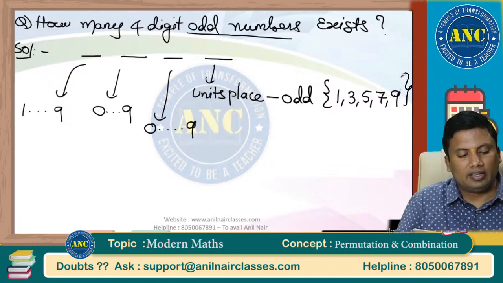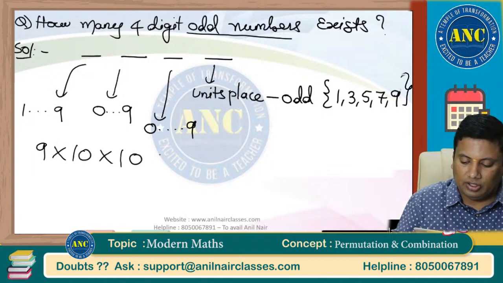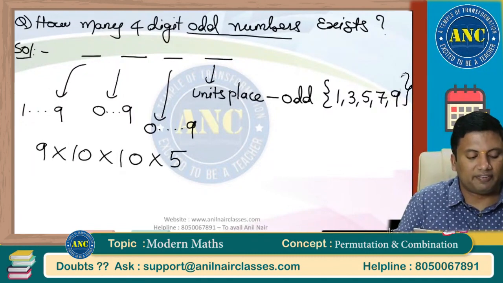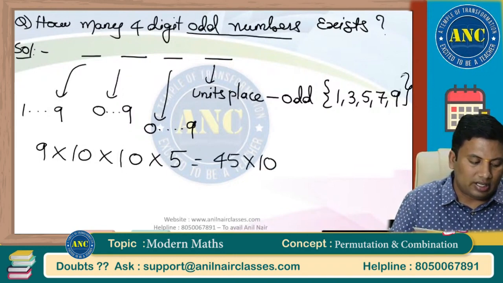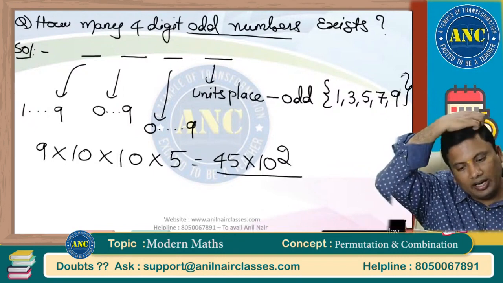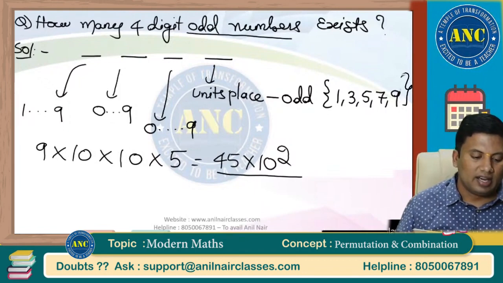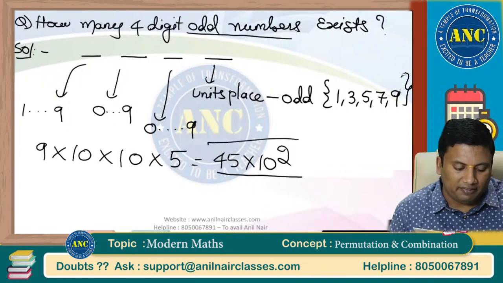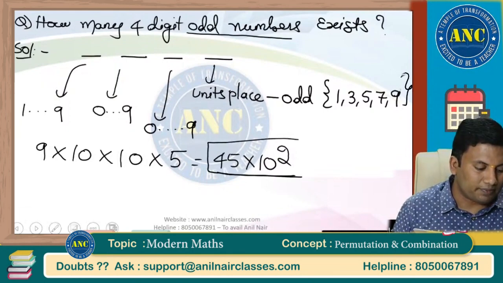0 to 9. That is nothing but 9 into 10 into 10 into 5, which is nothing but 45 into 10 square. I hope the idea is clear. How many 4-digit odd numbers exist? Answer is nothing but 45 into 10 square.